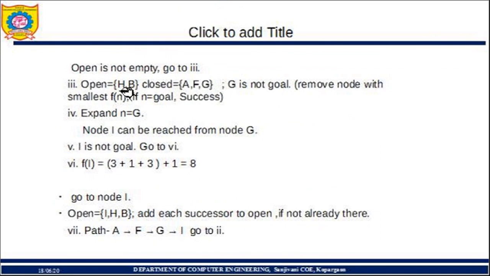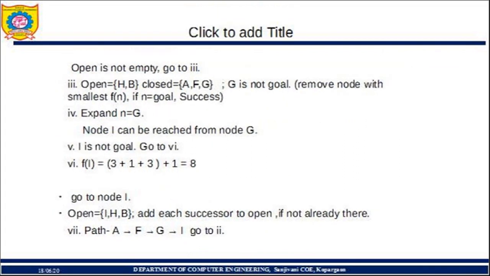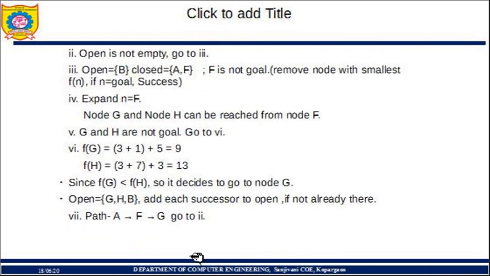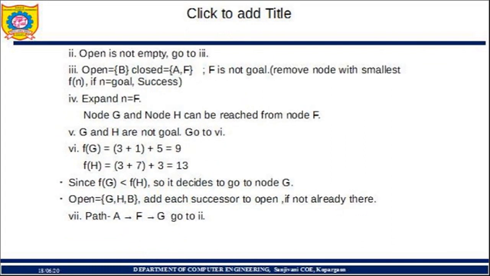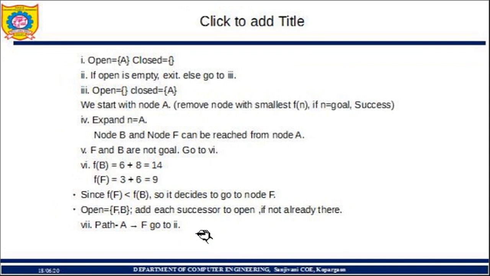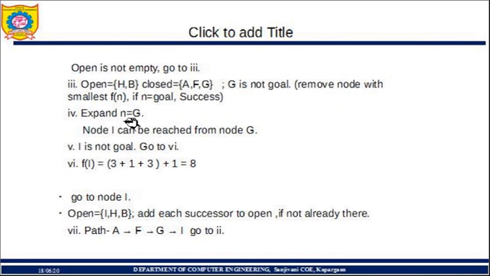Step 3, okay. Again I have to decide. I had 3 things in open, G, H and B. I have to decide which one has the minimum value of F of N. So which is with the minimum value? This is what I need to check. If you check, this is 9, this is 13. And what about B? B is 14. So B is the maximum, leave it. H is 13, it is also bigger. So G has the minimum F value. So further you will be expanding G. I hope you are getting this.